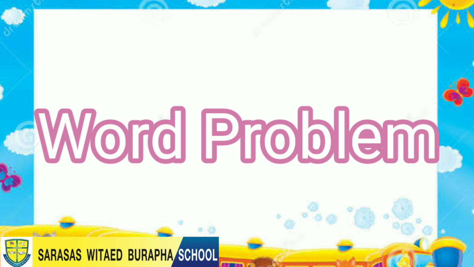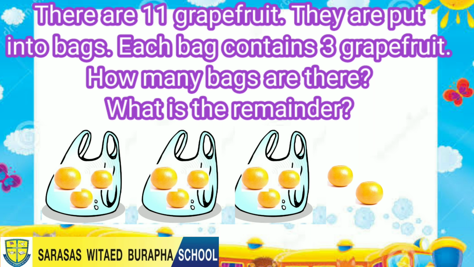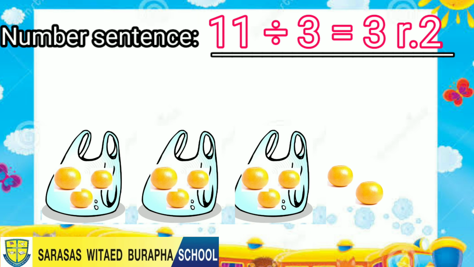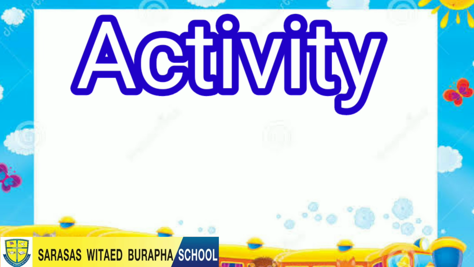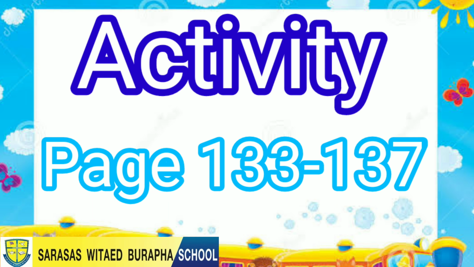Now before you answer the activities in our book, let's learn how to answer word problems first. For example, there are 11 grapefruit. They are put into bags. Each bag contains 3 grapefruit. How many bags are there? What is the remainder? Number sentence: 11 divided by 3 equals 3, remainder 2. Answer: 3 bags, remainder 2 grapefruit. Students, please answer your books on page 133 until page 137.